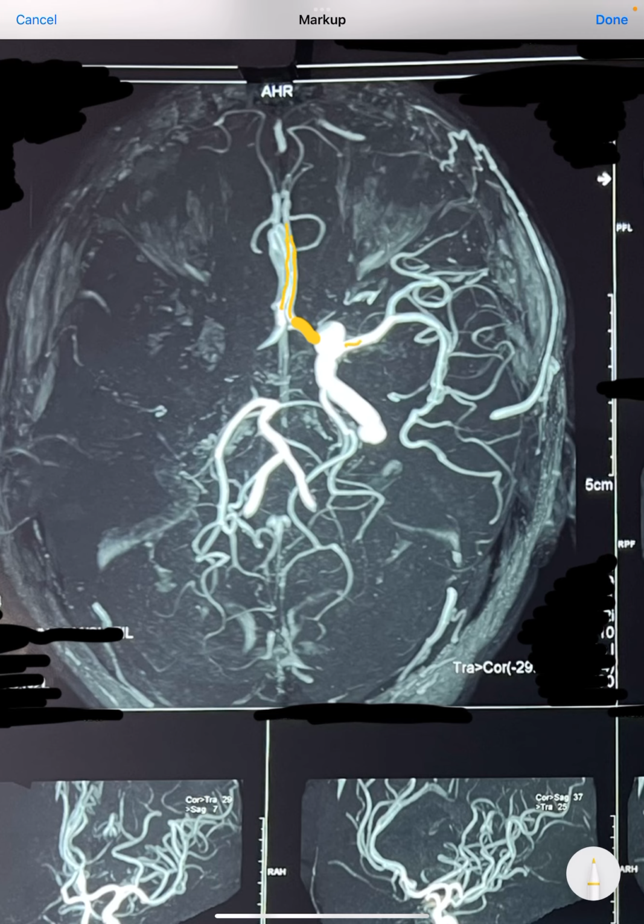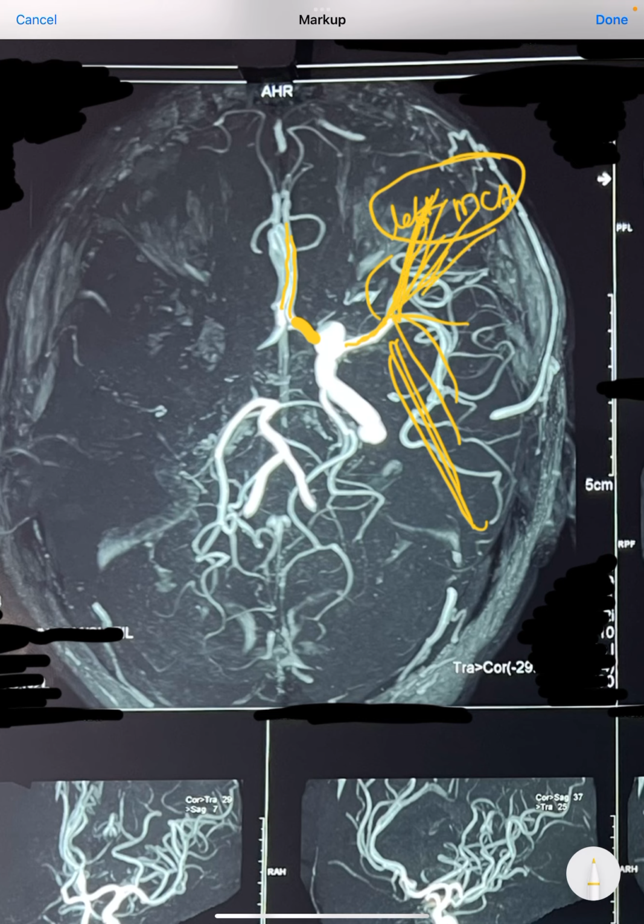This is the left-sided middle cerebral artery, and these are all the branches which supply some portion of the frontal lobe, some portion to the parietal lobe, some portion to the temporal lobe, and it goes up to the occipital lobe. So this is the supply area of this left middle cerebral artery.